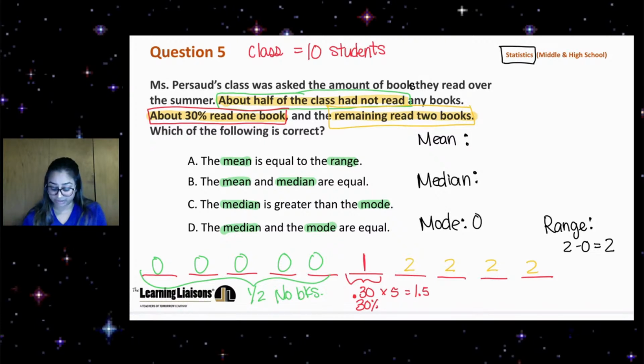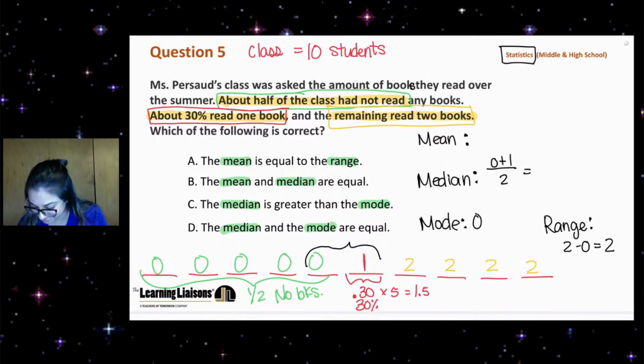My median is the number in the middle, which happens to be 0 and 1. So when you have 2 numbers, you add them together and you divide by 2. We'll get 1.5. Just kidding. It's just 0.5 or half. That's what I was trying to say. And then we have the mean. You add everything up and divide by how many numbers you have. So 2 plus 2 is 4, plus 2 is 6, plus 2 is 8, plus 1 is 9. 9 divided by 10 happens to be 0.9.